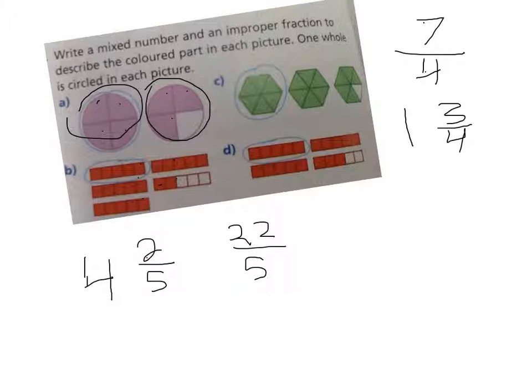So try C and D on your own, and if you're stuck on those, ask about them in class. Hopefully by the end of this slide, you know basically the difference between a mixed number and an improper fraction. The next thing we're going to do is figure out how we can convert from one to the other.